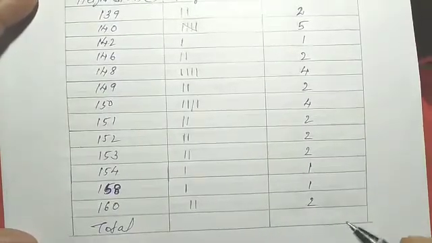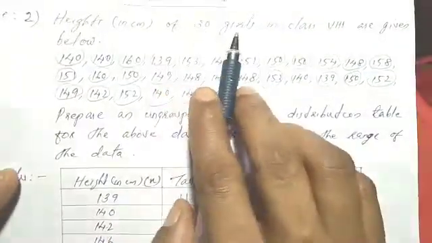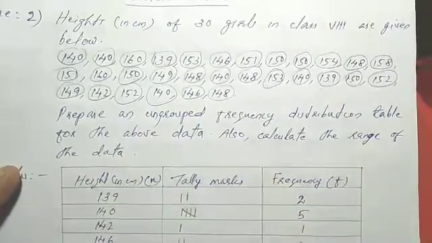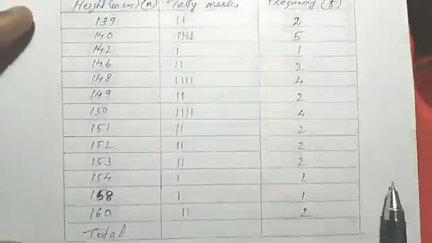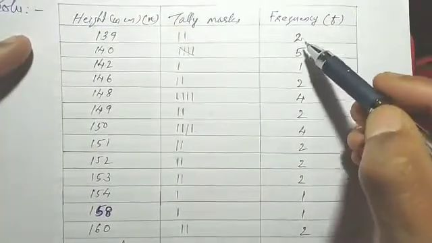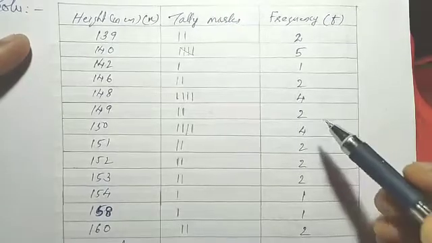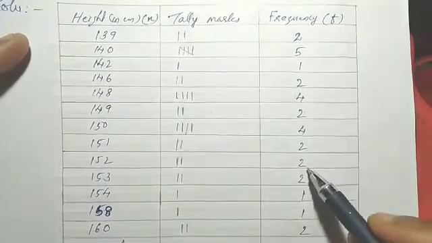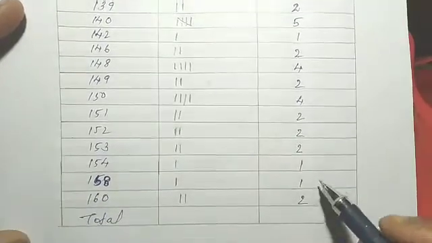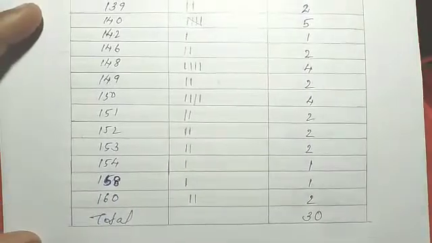Then we have to find the total. The total should be 30, since the heights of 30 girls are given. That means there are 30 observations in total, so when you add the frequencies you must get 30. Let's add and see: 5 plus 2 is 7, plus 1 is 8, plus 2 is 10, 14, 16, 20, 22, 24, 26, 27, 28, 29, 30. So the total is 30. This is the ungrouped frequency distribution table.